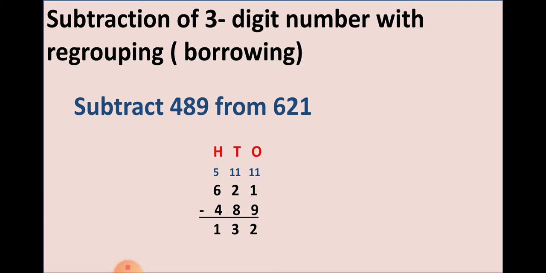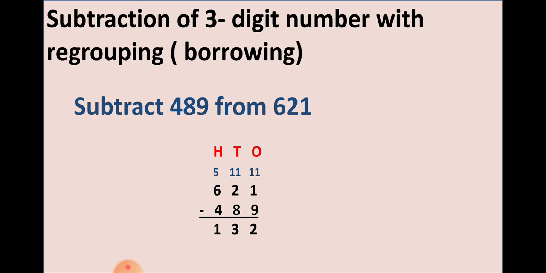So when we subtract 9 ones from 1 one, this is not possible. So we will borrow 1 ten from the tens column and it becomes 11 ones. Now we can subtract 9 ones from 11 ones and we get 2 ones. Now in the tens column, only 1 ten is left, and to subtract 8 tens from 1 ten is not possible. So we will borrow 1 hundred from the hundreds column, that is from 6. Now it will become 11 tens. Now you will subtract 8 tens from 11 tens and you will get your answer as 3 tens.